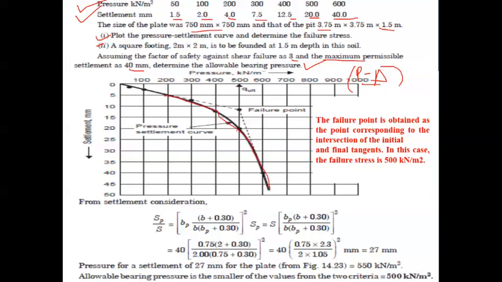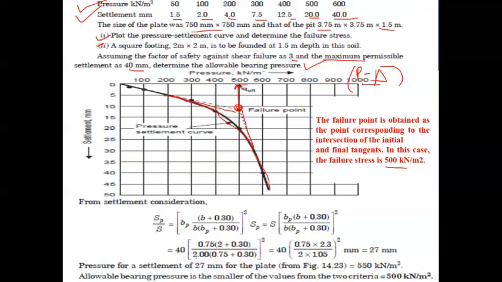Technically, we then draw the forward tangent and backward tangent as indicated with the dotted line. If we get the intersection point somewhere here, the next job is very simple. We have to extend it backwards or upwards until it cuts the pressure axis. In this case, Q ultimate is equal to 500 kilonewton per meter square, which is the pressure corresponding to the intersection point we have obtained here. We have to note this down on the graph sheet.